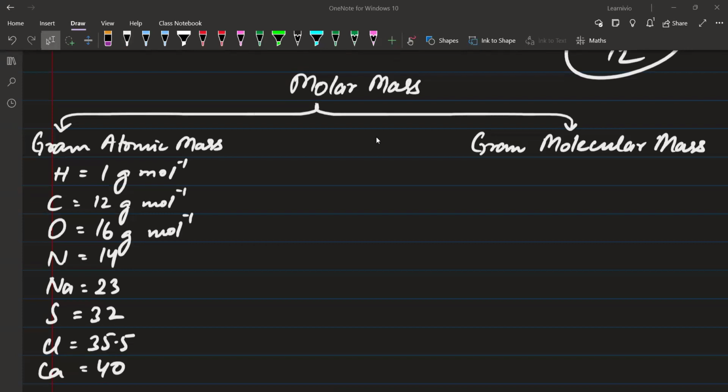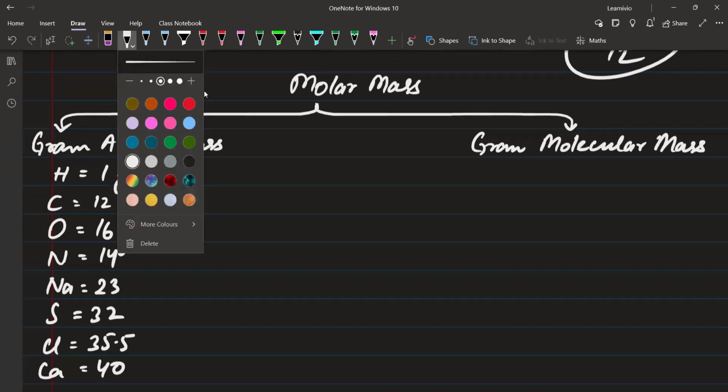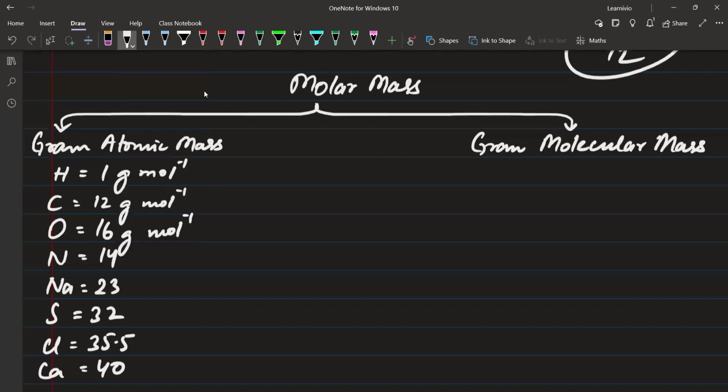Another thing is gram molecular mass. Okay, you have to please see this right now. You don't have to write. For example, if I have H2, how many hydrogen atoms? Two hydrogen atoms. What is the mass of hydrogen? One, 1 gram per mole. What will be the mass of H2? It will be 2 grams per mole.